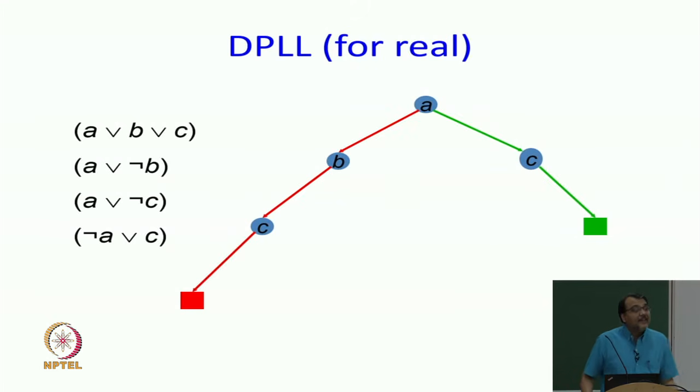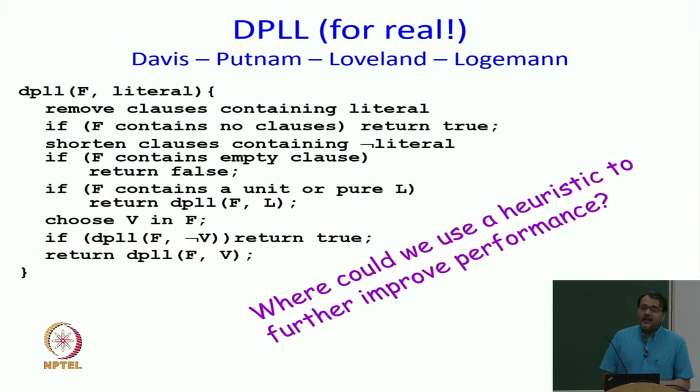You go to A and now you try A true. As soon as you try A true, all the first three formulas get satisfied. You are left with the unit clause C. You set it and you are done. And your solution is A true, C true. So this is my DPLL algorithm for solving satisfiability problems.